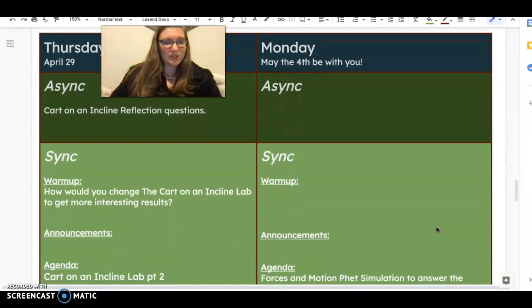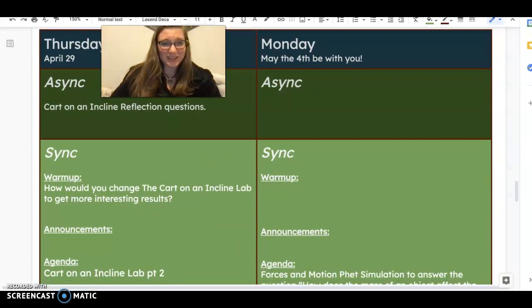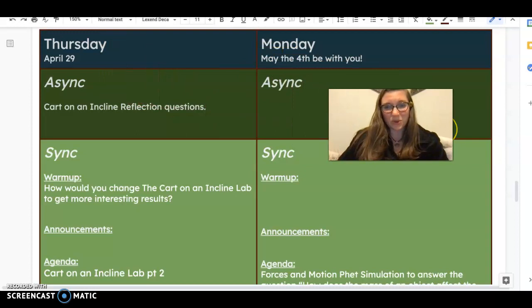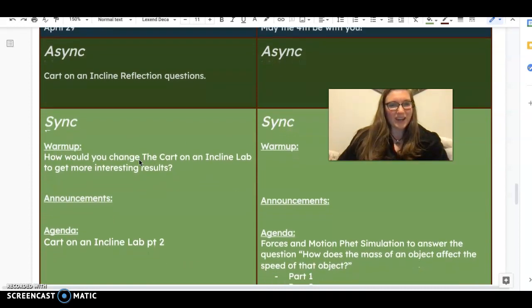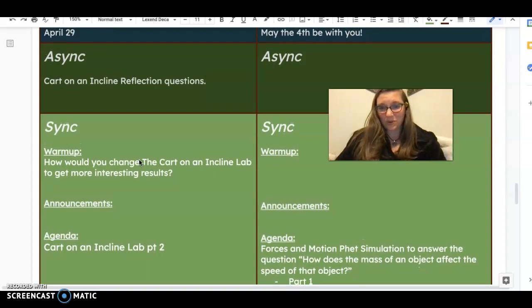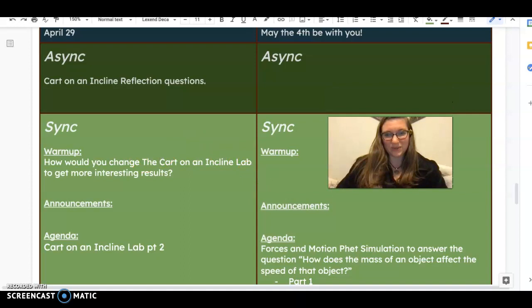So then on Thursday, we're going to do another iteration of it, because I feel like labs are just the core of what physics is supposed to be about in science. Now that you know what supplies you're using and how you're going to be doing that lab, I want you to think about another interesting way to approach it. I want you to do a variation of what you did on Tuesday in order to answer a different question that is similar, or get more interesting results or something like that.